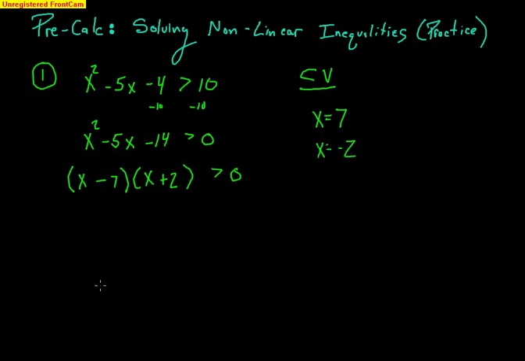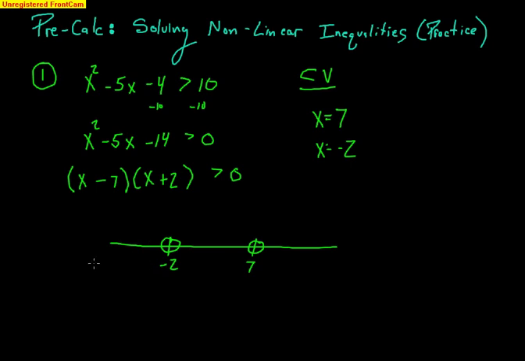So the third step is to simply place those critical numbers on a number line. Determine, do I need open or filled in? Well, I need open because it says greater than 0. It does not say or equal to. And if I use negative 2 or 7, I'm going to get 0. And 0 is not greater than 0. It is equal to. So now I got my test intervals.